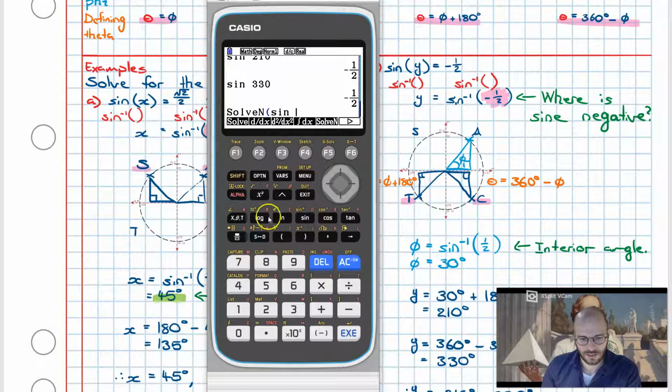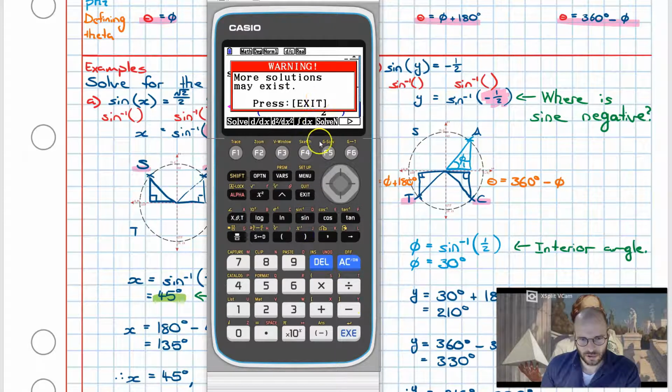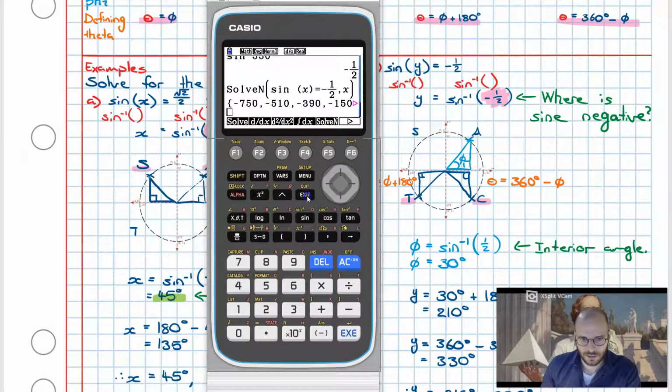So sine, and we don't have a y, but we can use the x instead. So sine x, shift equals, then we're going to go negative 1 over 2. And then I'm going to put in a comma and tell the calculator to solve for x. Closing it all up and then hitting execute. It's going to give me a warning saying there may be more solutions. And here's where it looks a little bit weird, because it's going to give me a lot of solutions.